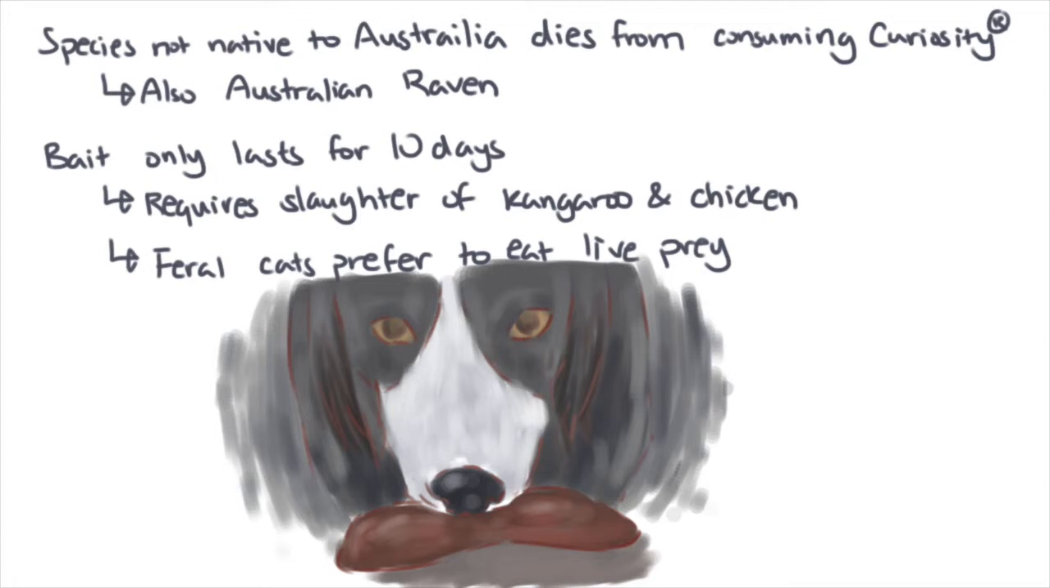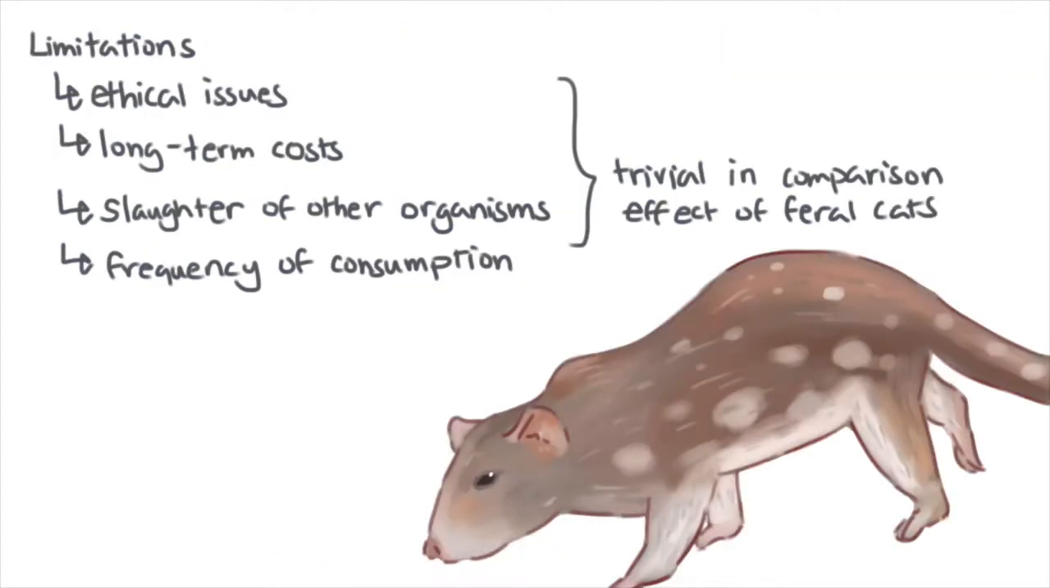Lastly, it is found that feral cats prefer to eat live prey rather than the sausages, possibly leading to leftover baits. There are several limitations of the culling method Curiosity, including an ethical issue, the long-term cost of human resources, the slaughter of other organisms to make baits, and the frequency of cats consuming the bait. However, compared to the impact of feral cats upon the native species and the cost efficiency of Curiosity in killing these cats, the limitations of Curiosity are trivial.